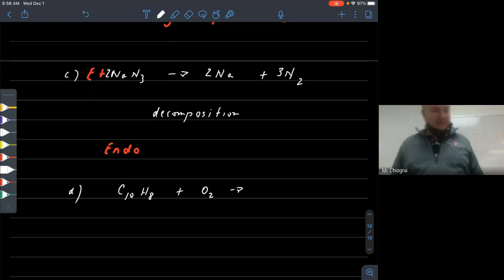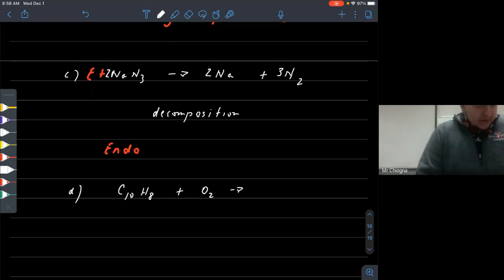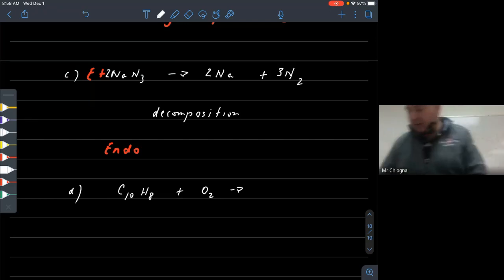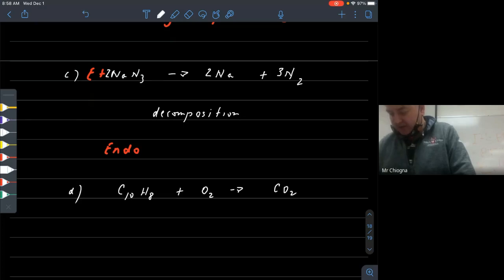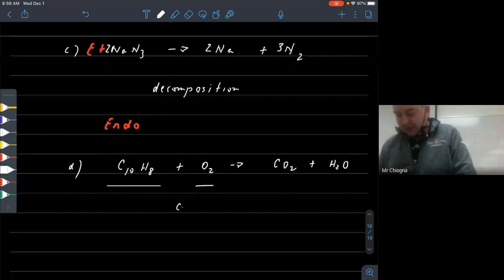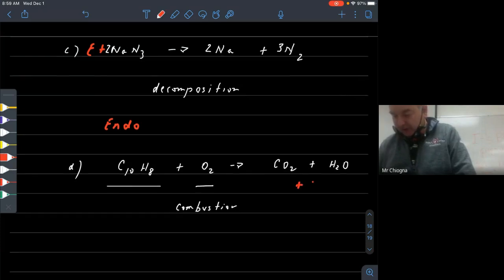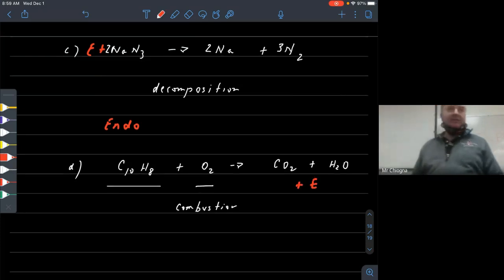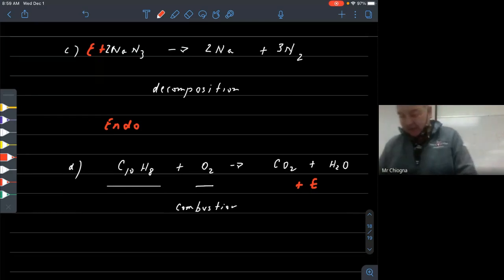Oxygen contains a certain percentage, or air contains a certain percentage of oxygen. Produces carbon dioxide. This is always the case. When you have a hydrocarbon or even an alcohol reacting with oxygen, you're always going to get carbon dioxide and water. This is called a combustion, which is always exothermic, always releases heat. Heat's released at the end. It's exo.